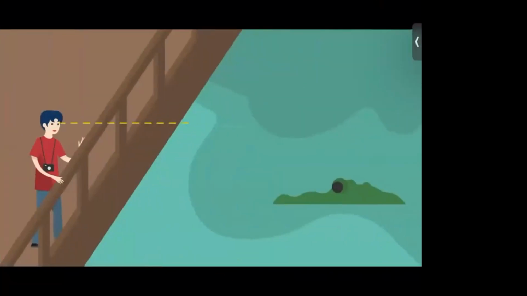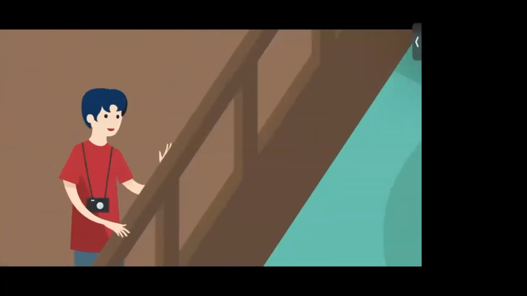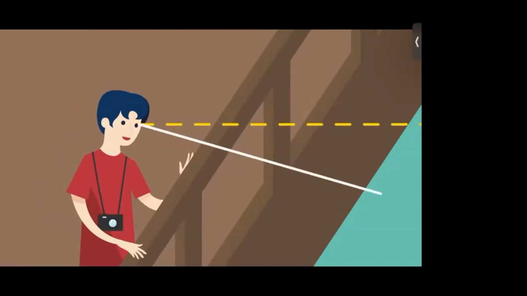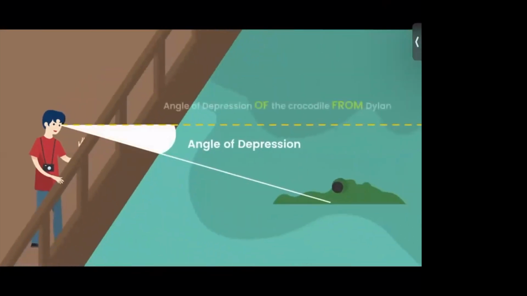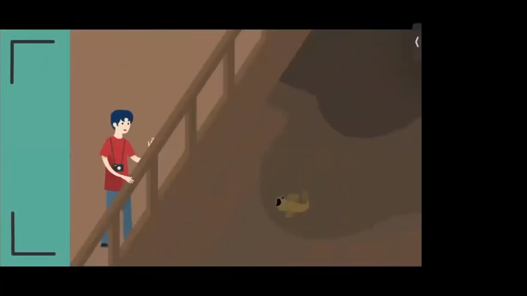He walks to the crocodile farm. At the farm, he sees the crocodile and he looks down at it. When he looks down, there is an angle formed. Let's find out where this angle is. Remember, Dylan was looking straight like this just now. Then he looked down at the crocodile. There is an angle here. This is the angle of depression. Depress means downwards. With this angle of depression of the crocodile from Dylan, he takes a picture of it.